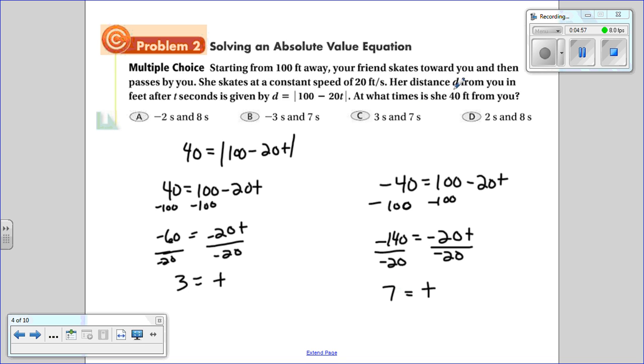So this friend of yours would be 40 feet from you either after 3 seconds or 7 seconds, and that's because, here's your friend, and you start way over here, which is 100 feet away. When you get right here, this distance is 40 feet to your friend. And if you keep skating, this distance is 40 feet. So this is the 3-second mark, this is the 7-second mark.